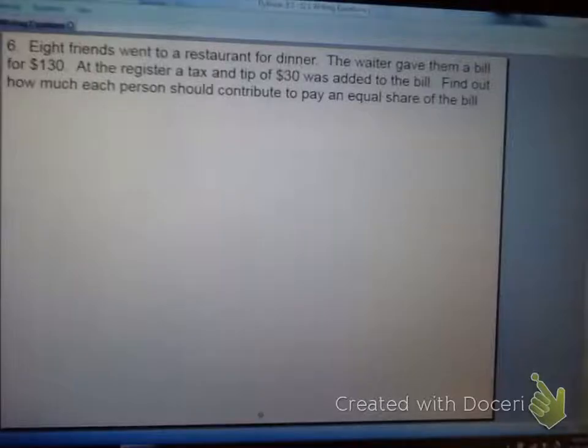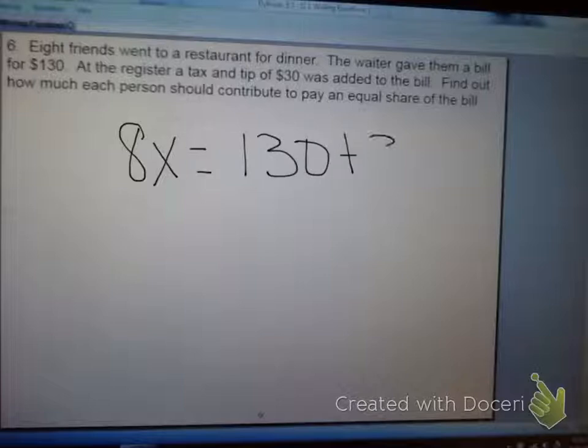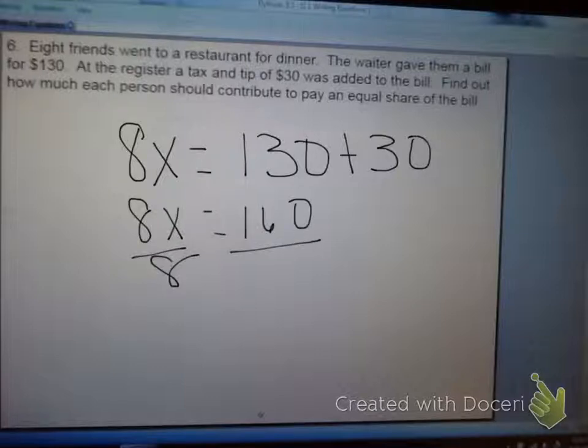And number 6, 8 friends went to a restaurant for dinner. The waiter gave them a bill for $130. So how much did each pay? x is equal to 130 plus the $30 for tip. So that'd be 8x is equal to 160 divided by 8, and x is equal to 20. So that's $20 each.